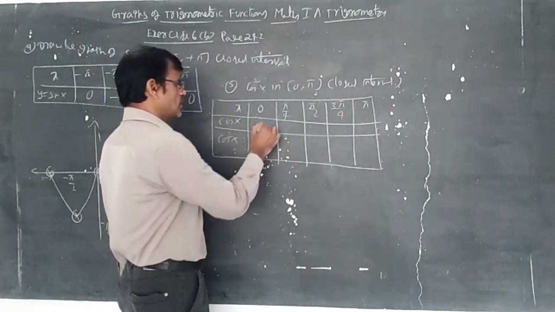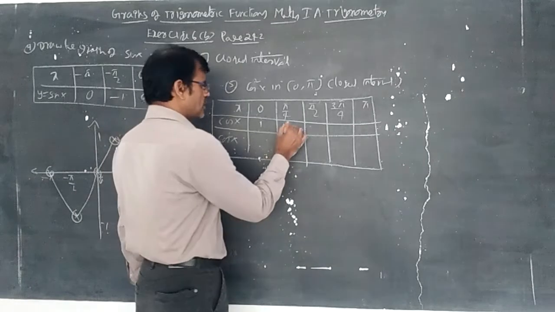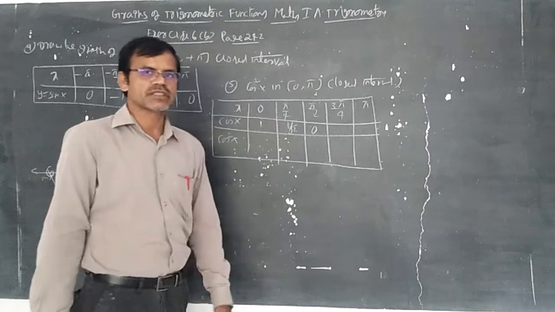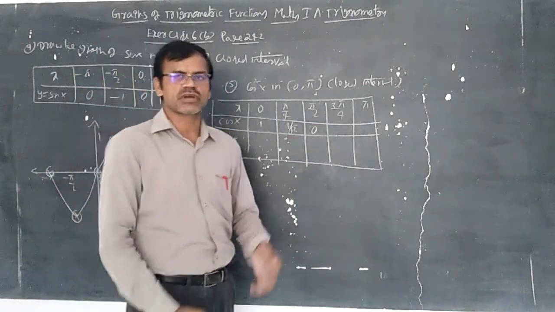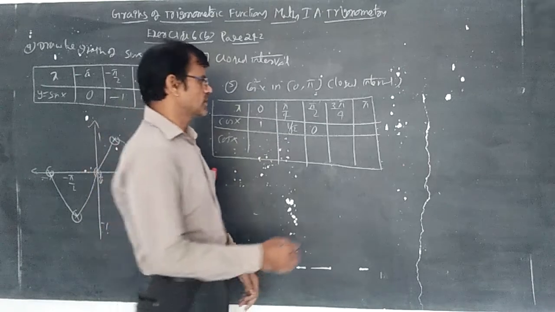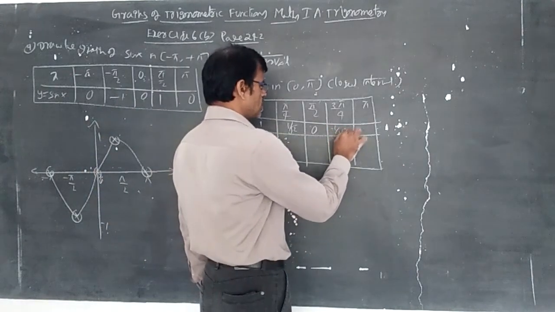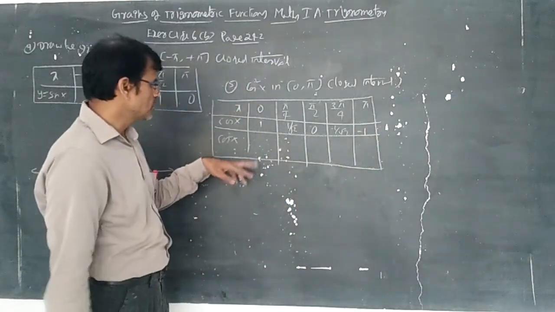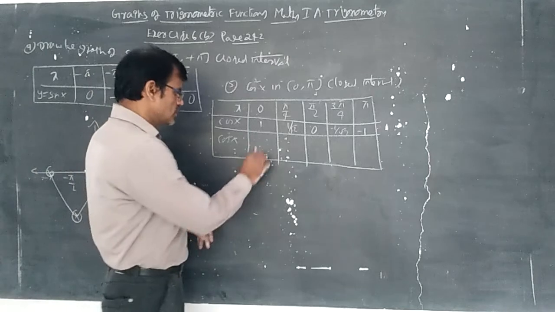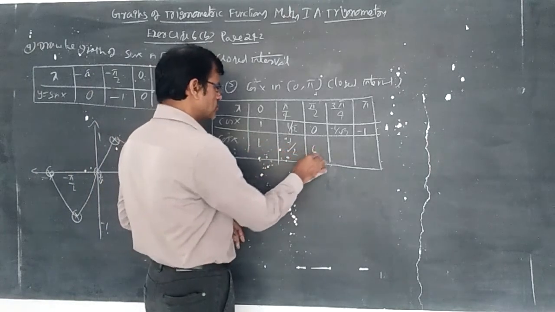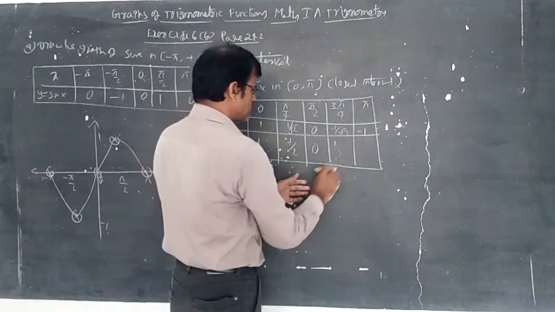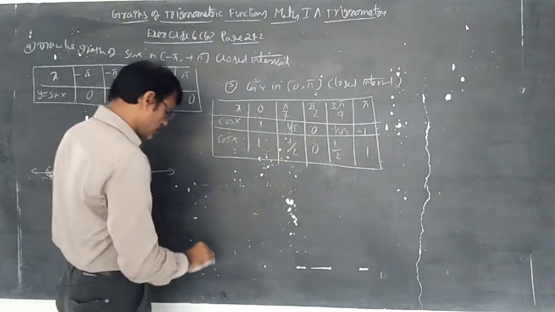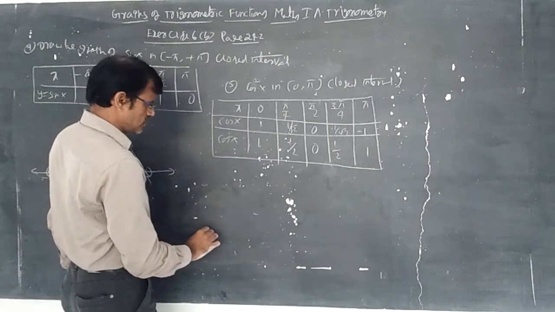Now write the values. Cos 0 is 1. Cos 45 is 1 by root 2. Cos 90 is 0. Cos 135, meaning cos of 90 plus 45, is minus cos 45, which is minus 1 by root 2. Cos 180, as we discussed plenty of times, is minus 1. Now do the square of these values: this is 1, 1 by 2, 0, 1 by 2, and minus 1 squared is also 1. Everything is positive.